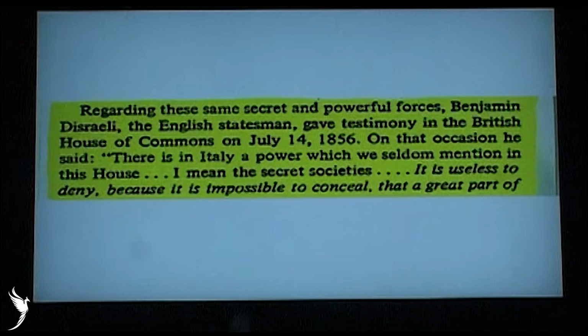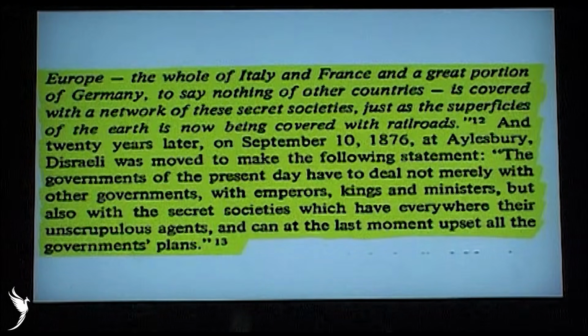It is useless to deny, because it's impossible to conceal, that a great part of Europe and the whole of Italy and France and a great portion of Germany, to say nothing of other countries, is covered with a network of these secret societies, just as the surfaces of the earth are now being covered with railroads." And 20 years later, on September 10, 1876, Benjamin Disraeli was moved to make the following statement, quote, "The governments of the present day have to deal not merely with other governments, with emperors, kings, and ministers, but also with the secret societies which have everywhere their unscrupulous agents and can at the last moment upset all the government's plans."